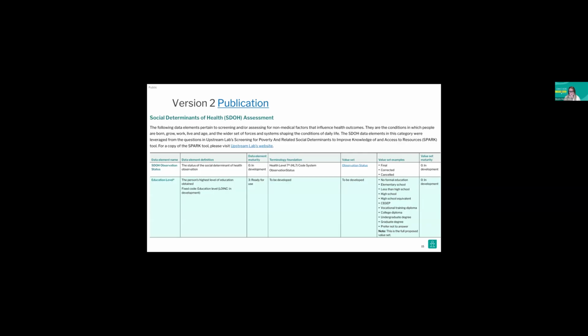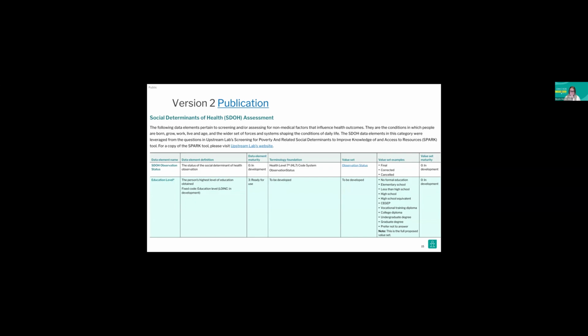So here's an example of what the data content standard looks like in published format. This is from our version 2. For each data element, the publication includes the data element name, definition, along with its associated maturity level and the related terminology foundation, recommended value set examples, and the maturity of those components as well.